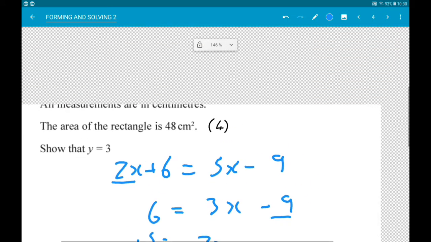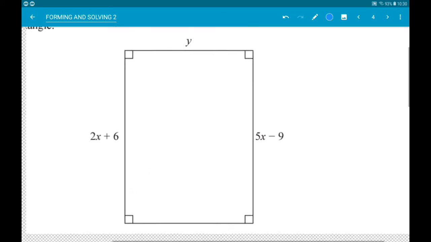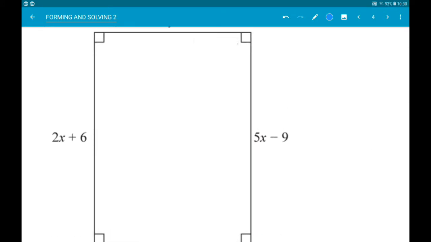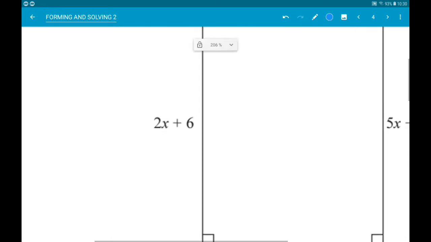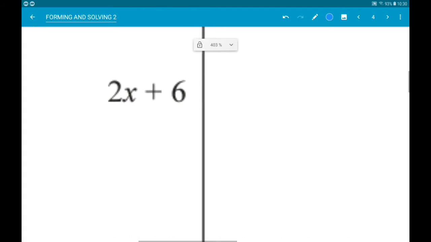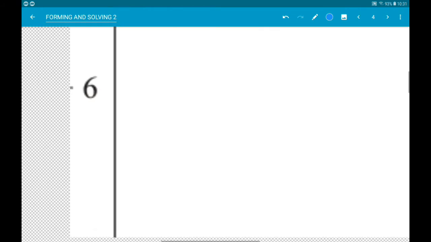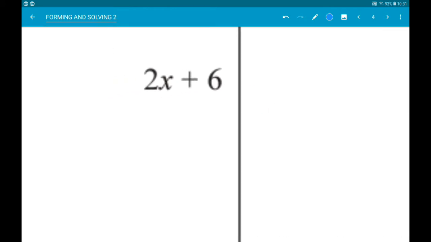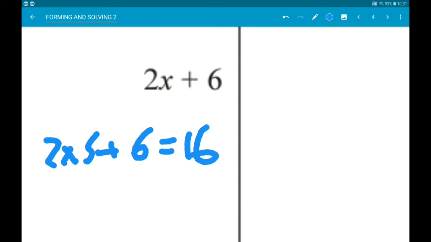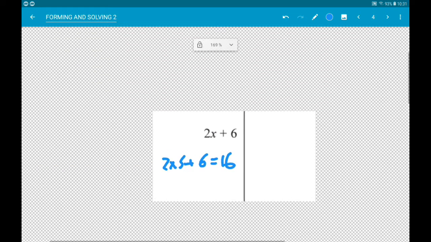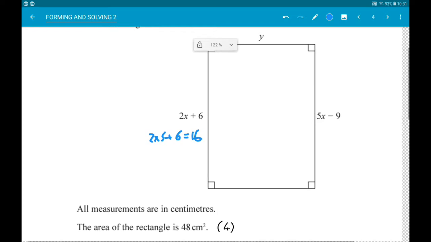What that now allows us to do is work out the height of this rectangle. So, we can either substitute it into this, or this. I'm going to go with 2x add 6. So that means we have 2 times 5 add 6, which is 16. So, now we know the height of the rectangle.